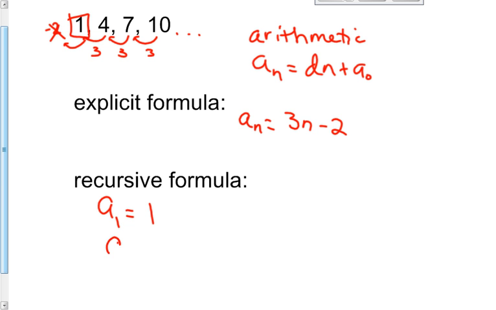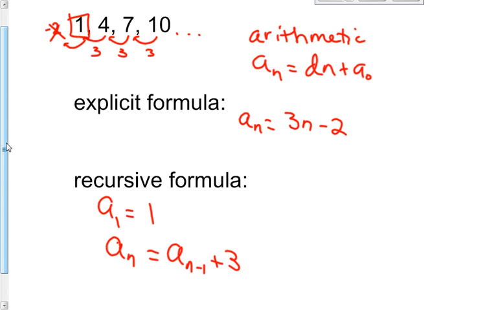Then, how do you get the next equation? The notation for next equation is a sub n. My next equation is always found by finding the previous answer. Previous answer notation is a sub n minus 1. And what am I doing to every previous answer? I am adding 3.